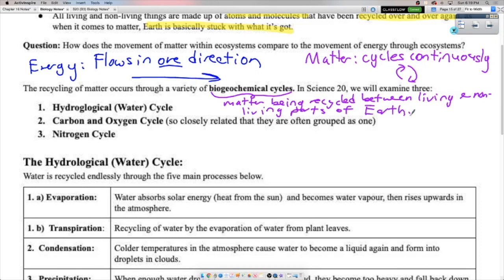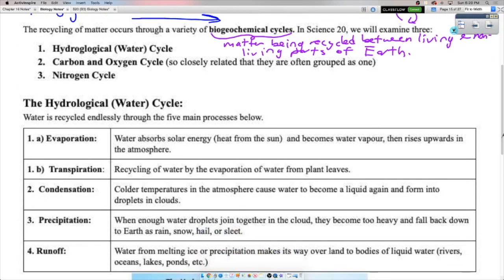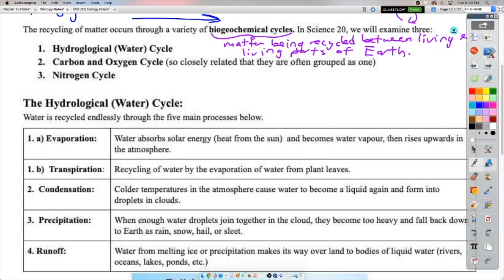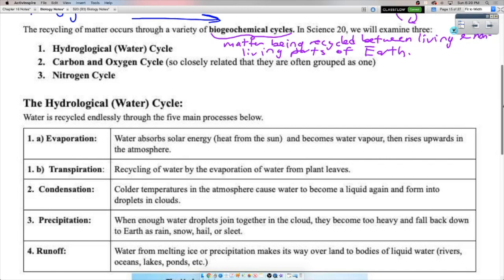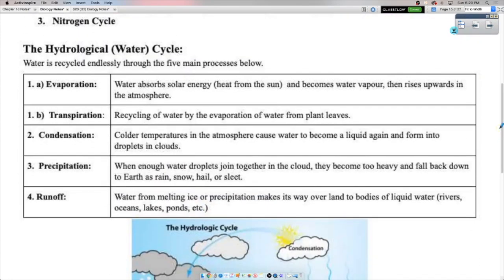Some of the water in the ocean is going to someday end up as part of a human being, and then it will be back to the ocean through living and non-living parts. So the first one we're going to look at is the hydrological cycle. We're going to look at two today, one tomorrow. Hydrological, again, if you're dehydrated, what do you need? You need water. Hydro means water. Usually you just hear it as the water cycle, but the fancy name is the hydrological cycle.